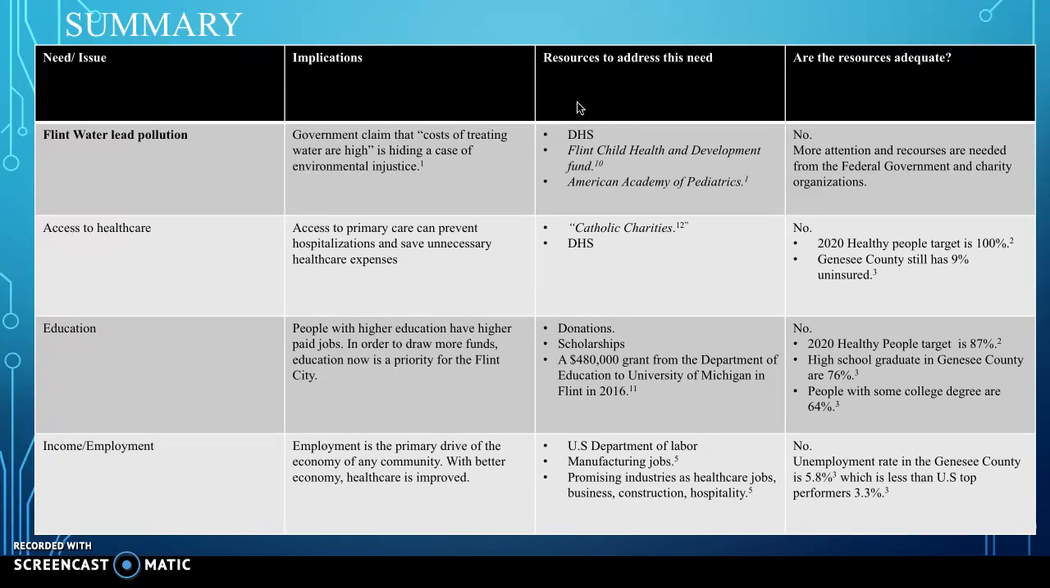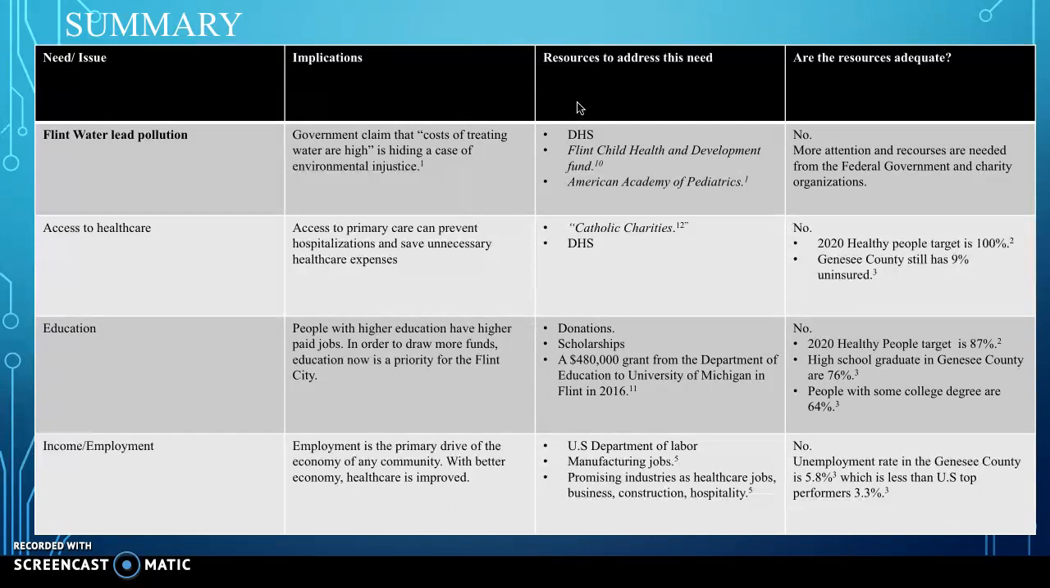So let's talk about the most important problem, the Flint water lead pollution. The government claims that the costs of treating water are high, and this is hiding a case of environmental injustice, as we talked about before. What are the resources? The resources are the Department of Human and Health Services, the Flint Child Health and Development Fund, which was founded by Dr. Mona Hanna-Attisha, and the American Academy of Pediatrics too. Those resources are not adequate for sure. We need more attention and resources from the federal government and charity organizations.